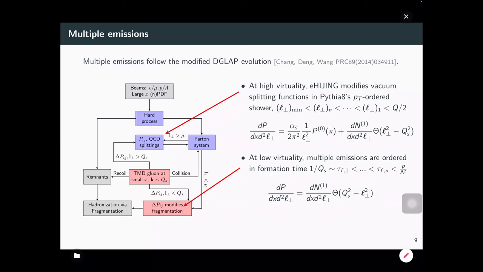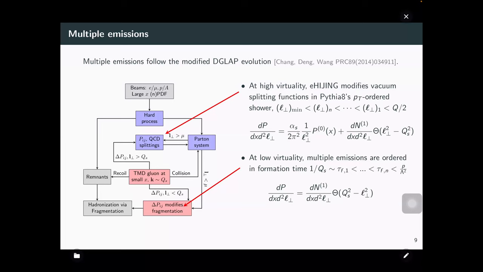And remember that the formation time is approximately the energy of the parton divided by the virtuality of the radiation. And because the medium induced radiations are very soft, to first approximation, you can think that this energy doesn't change too much. So this formation time of the parton shower is kind of like the inverse virtuality of the parton shower.